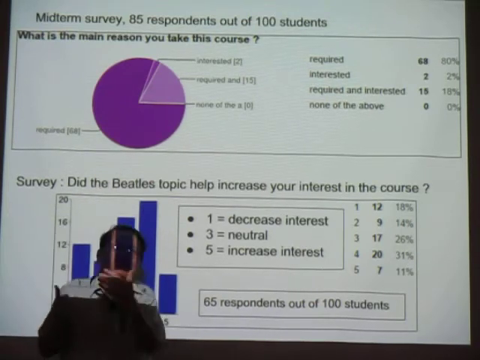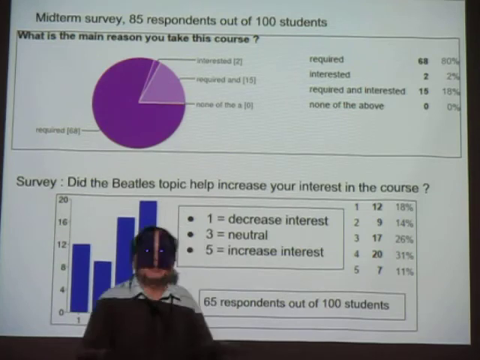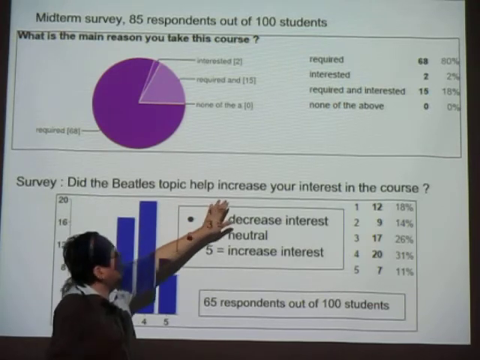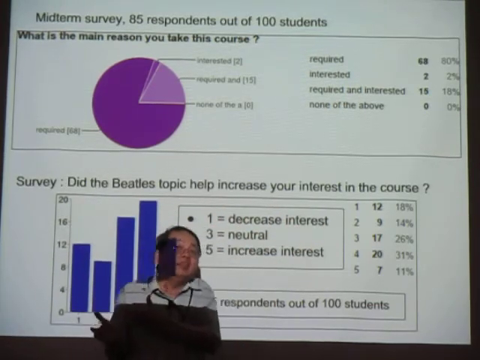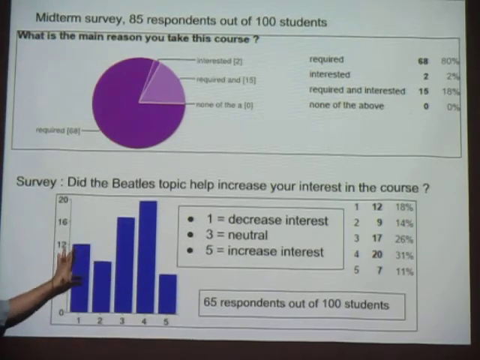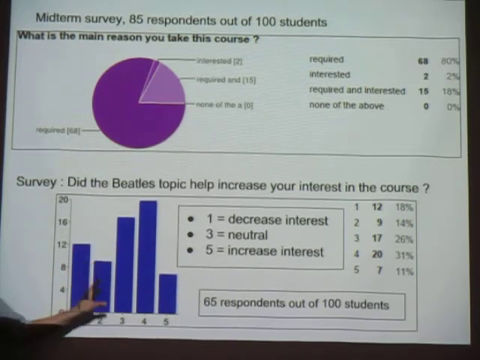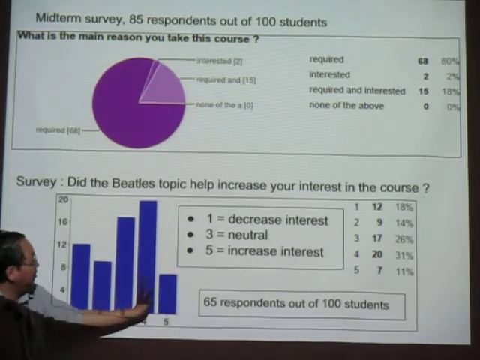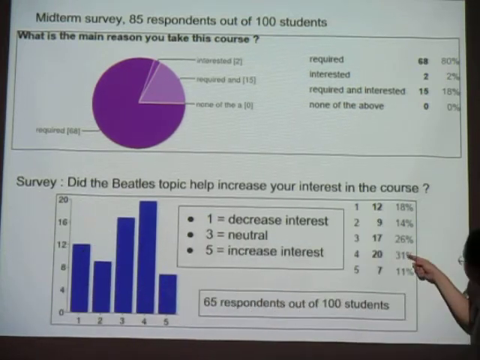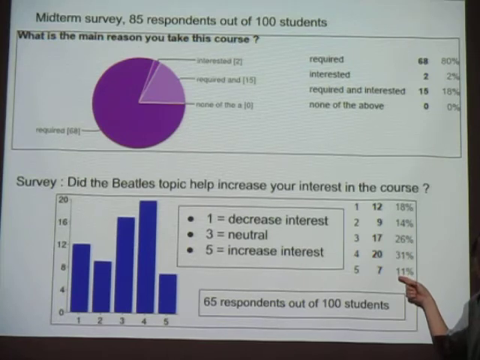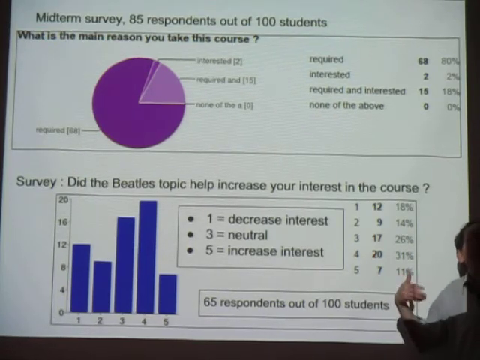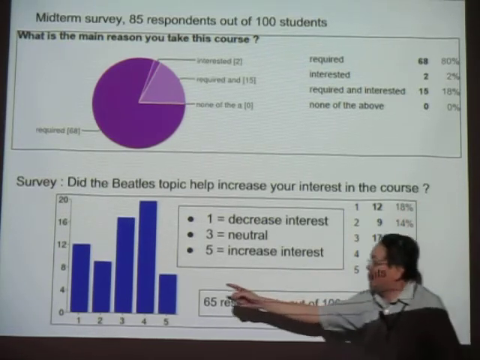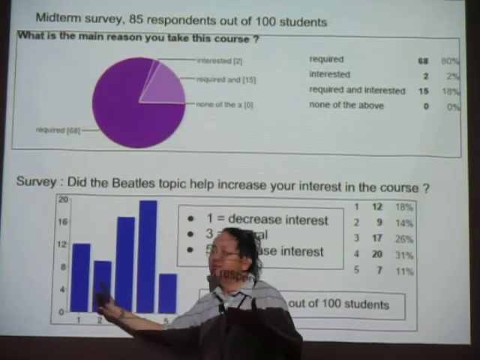You see, this is like anemic, it's one-sided. Most people are not interested, but here, look at this. After the Beatles topic, I asked, did the Beatles topic help increase your interest, regardless of your initial attitude regarding the course? You see, this is more like a real world here, and you see 4 and 5, this is very interesting. So these students, 4 and 5, represent 42% of the respondents, showing that their interest had increased because of the Beatles topic. Now, there are still some who were turned off, and this is because of the music theory.